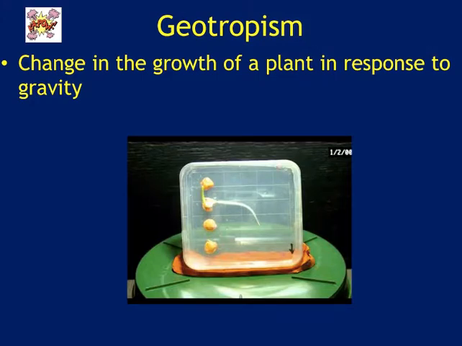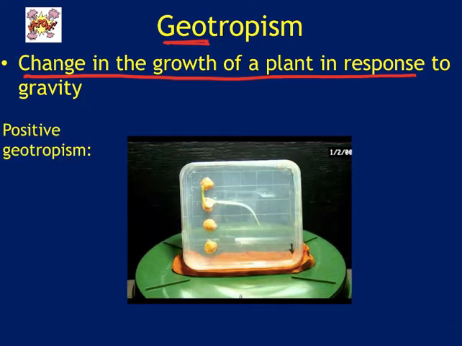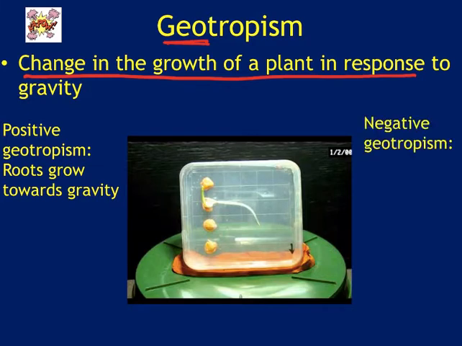So we can see our definitions are all starting with this, and it's just figuring out what this front part of the words mean. So a positive geotropism is when your roots grow toward gravity, and a negative geotropism is when your shoots grow away from gravity.